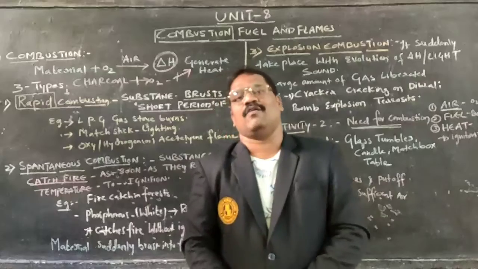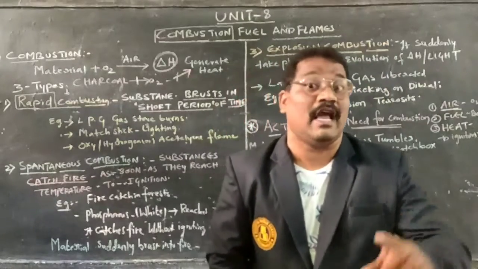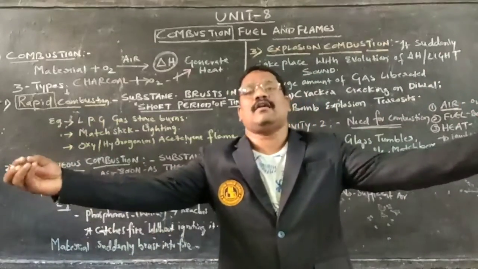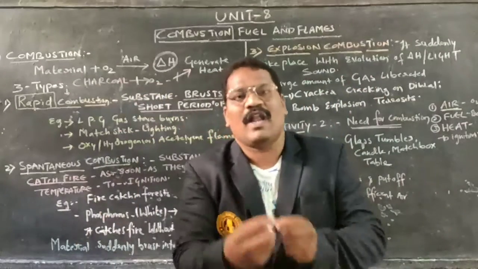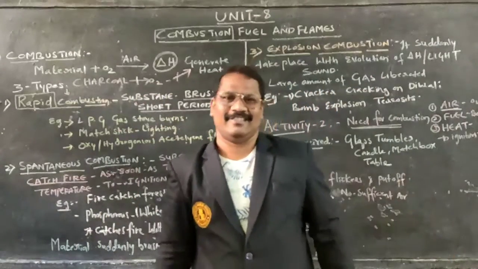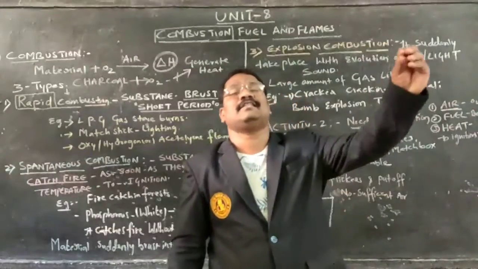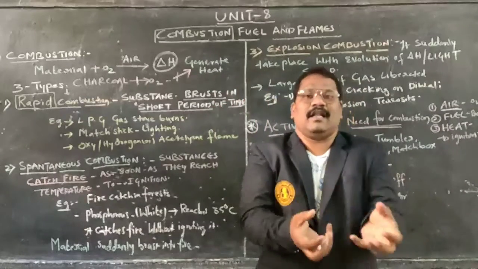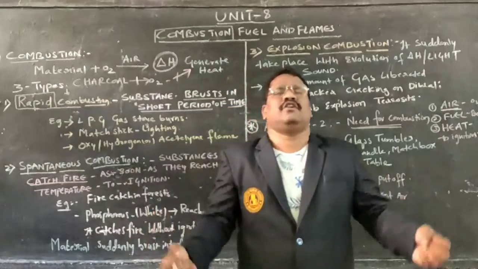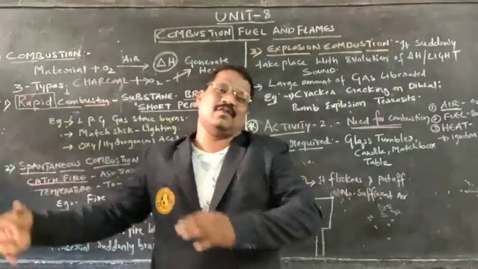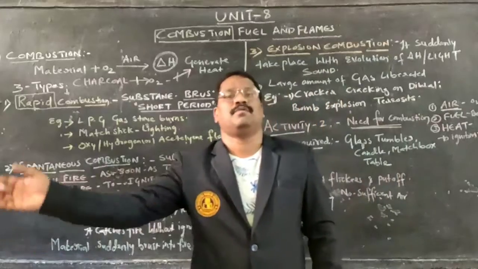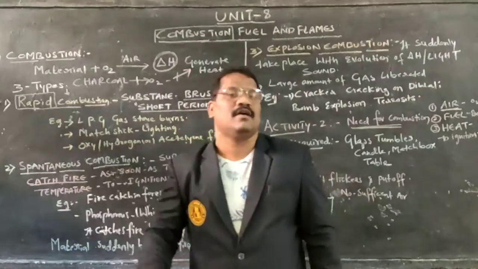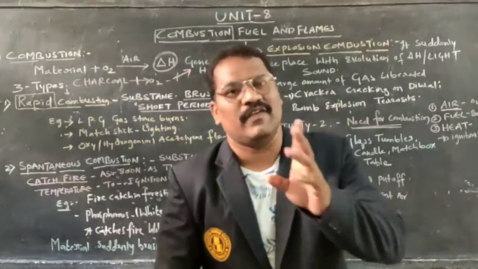Let me give examples. Recently, last year, we have seen in the Amazon forest, suddenly the forest caught fire. Who lighted that fire there? No one. But suddenly, as it reached the igniting temperature, it caught fire by itself. Due to that reason, maximum Amazon forest has been burnt. That type of combustion, we can call spontaneous combustion.